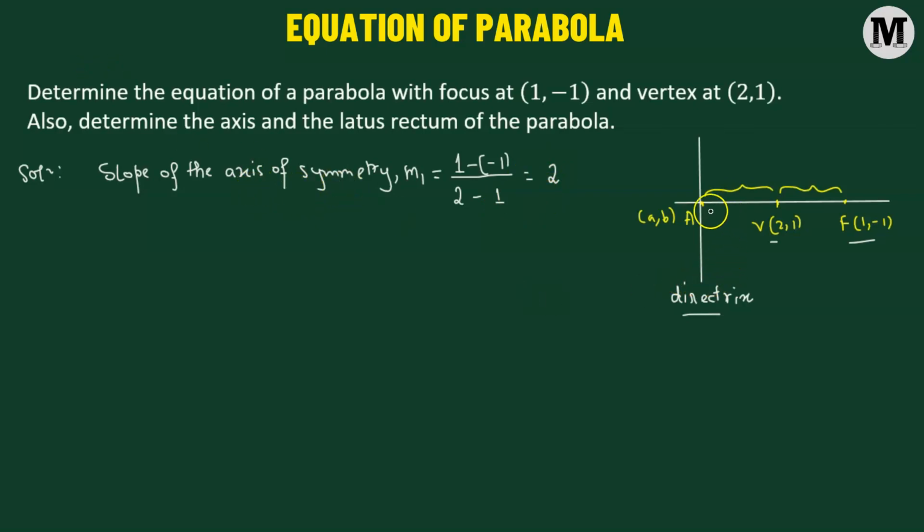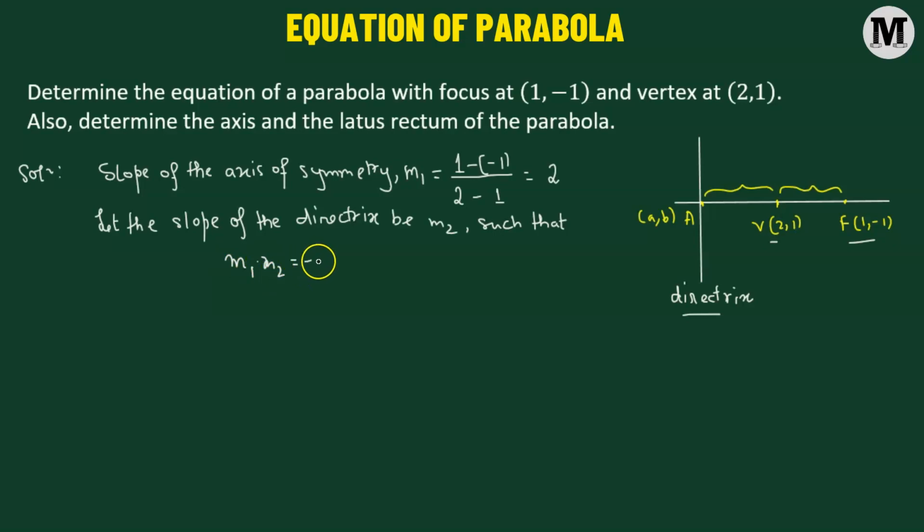Now, since the directrix line is perpendicular to the axis of symmetry, we can use the property of straight lines that whenever two lines are perpendicular to each other, the product of their slopes is -1. So let us consider the slope of the directrix line to be M2. Taking the product of the two slopes, this equals -1. Since we need to find the slope of the directrix line, M2 equals the negative reciprocal of M1, and we've already obtained the value of M1, that's +2. So the slope of the directrix line comes out to be -1/2. Let's call it number 1.